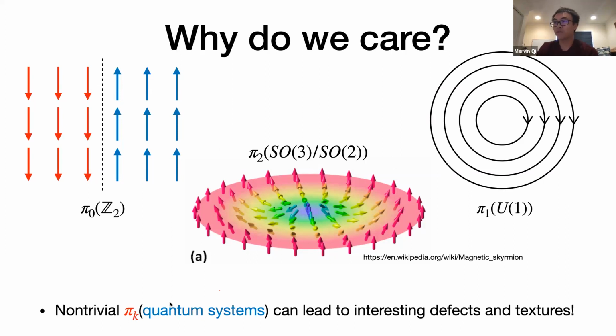So how this relates to the homotopy groups of quantum systems: if we have a non-trivial pi k in the space of quantum systems, one can imagine that this can lead to possibly interesting defects and textures. So one might imagine that maybe attached to this domain wall there's some chiral thing going on, or attached to this vortex maybe there's a projective representation that's attached to the core, something like that.